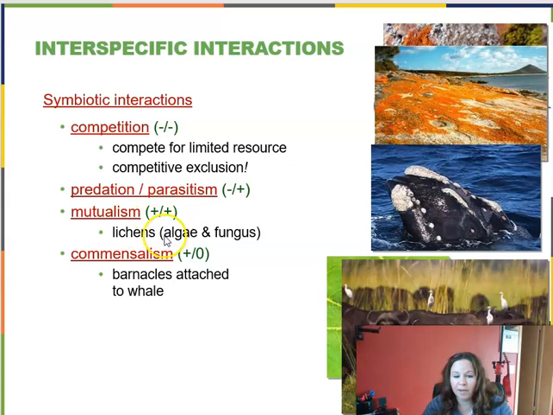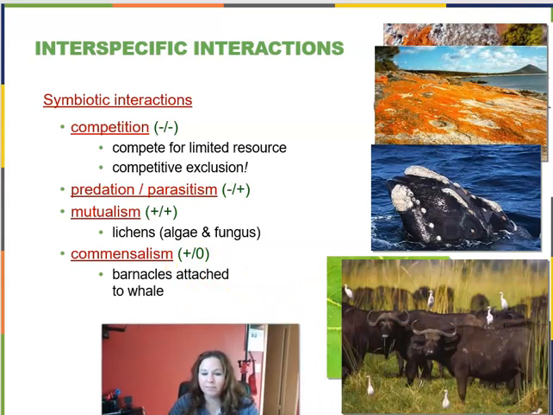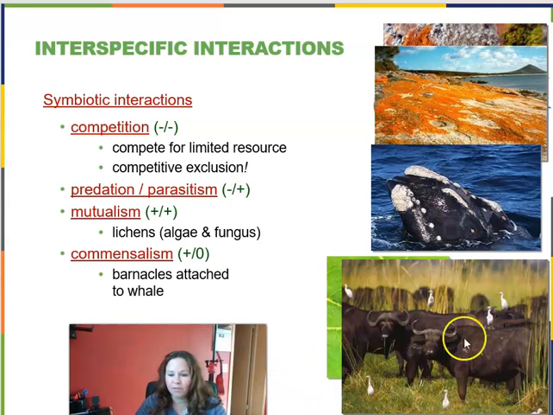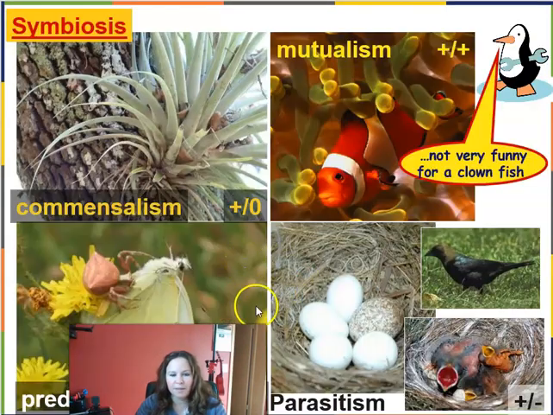Mutualism, both of them get the benefit, like the lichen, and commensalism, one is benefited and one is neutral, like barnacles attached to a whale. Oh, there's the little birds that live around the grazing animals, eating the insects off of them. Neat interactions. And even the clownfish and the sea anemone is a mutualistic relationship where they get protection by living inside the anemone. And while the clownfish is moving in and out of the anemone, it's helping to aerate the tentacles.